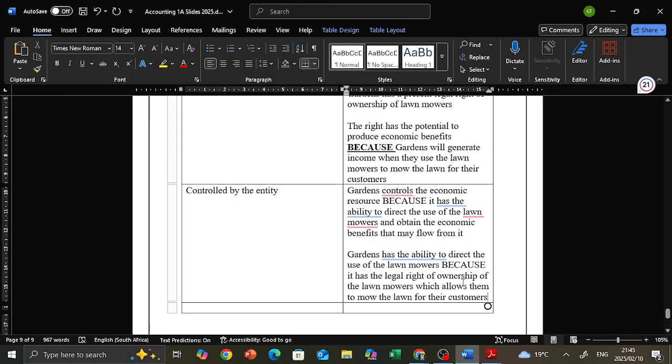Now you're telling them why they have the ability. Because they own it, right? And it's going to allow them to mow the lawn for their customers. You're also going to have to add this point. Whatever it is, if it is a truck, you would say because it has the legal right of ownership over the truck, which allows them to deliver pizza pies. All right, if that was the scenario.